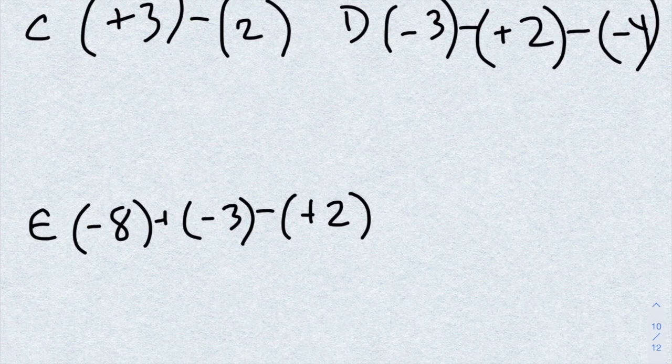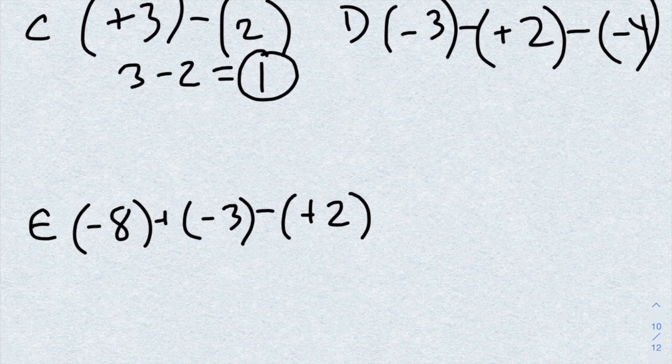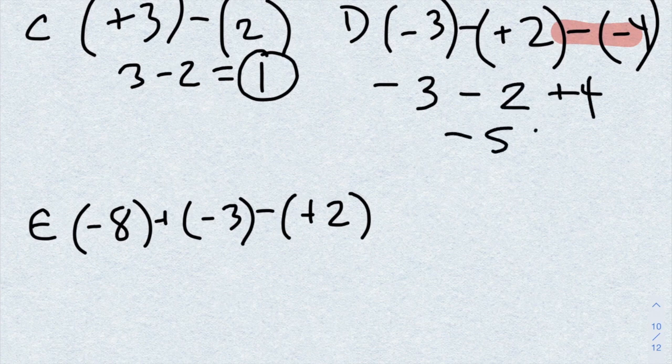Letter C, I have a positive 3 minus 2. So it's 3 minus 2 gives me 1. Negative 3 minus positive 2 minus minus 4. Negative 3 minus 2 plus 4. That's going to give me negative 5 plus 4, which is going to give me negative 1.